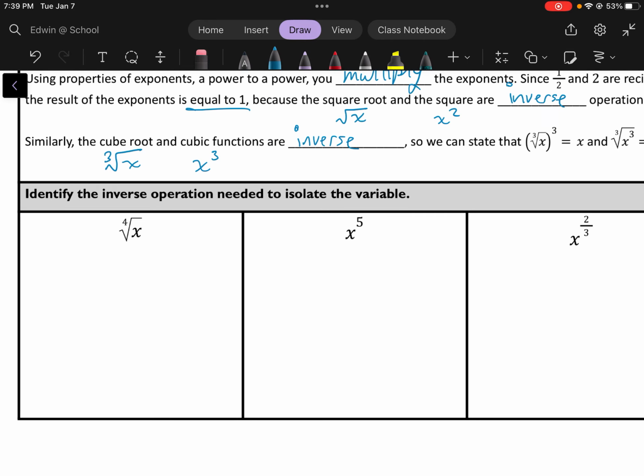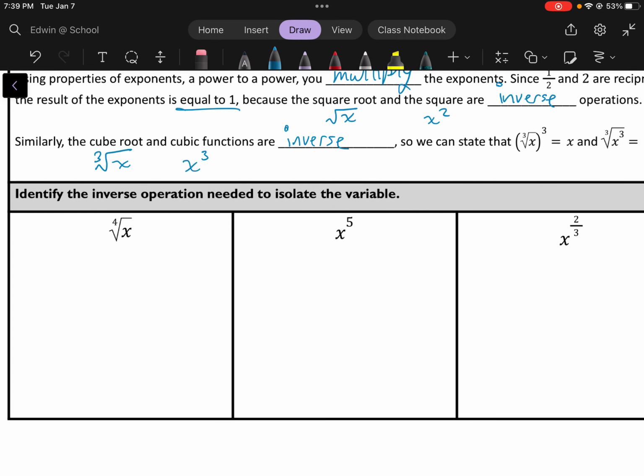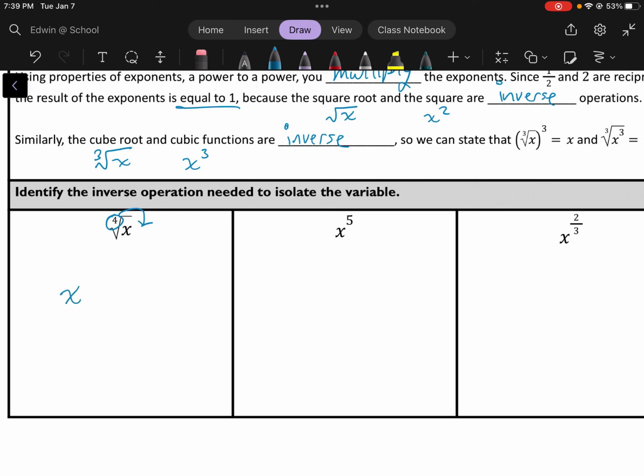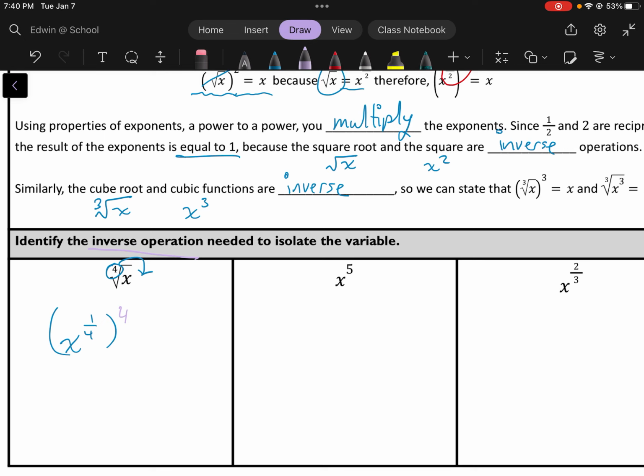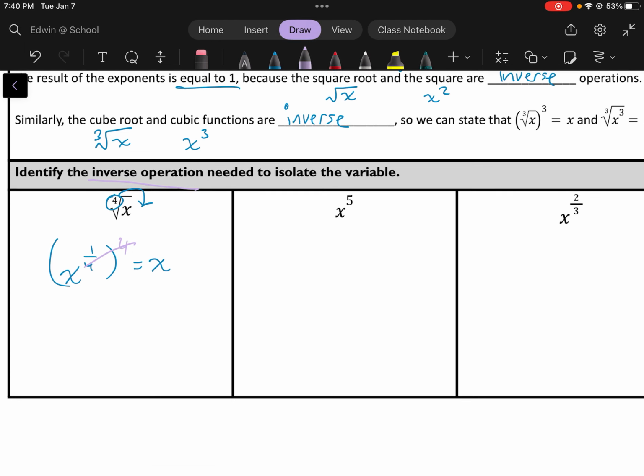The way that we can make sense of this is checking out some examples of how we can use inverse operations. That 4 gets on the inside, so now we have x to the 1 over 4. The question is, what inverse operation do we need so that we can isolate the variable? What will cancel out that exponent? The answer is a 4. If the properties of exponents mean we multiply powers to a power, this cancels out. That's just going to give us x, which is what we want. So the power of 4 is the inverse operation.